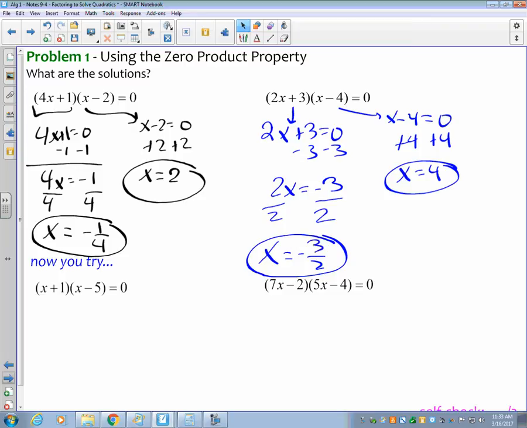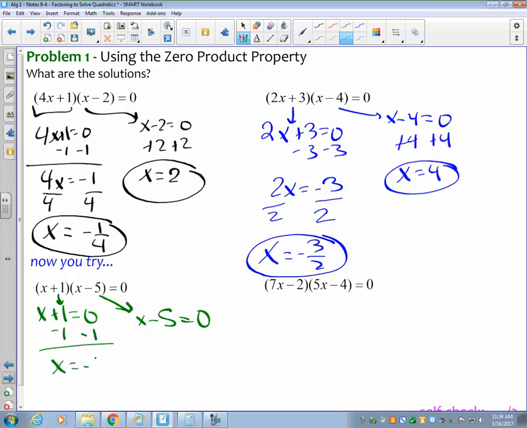Okay, for the now you tries, I do believe we did this first one, but it doesn't hurt to review. We get two different problems. We get x plus 1 equals 0, because whenever we multiply by 0, it doesn't matter what the other one is. It's going to be 0. So in this case, we subtract 1 from both sides, and one of our answers is x equals -1. We add 5 to both sides. The other answer is x equals 5.